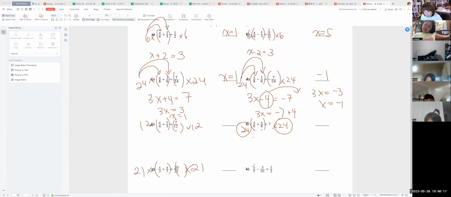Very good. Okay, number H. Luciana, can you tell me which number we're going to times both left side and right side? 10. Very good. Good job. Okay, understand everybody? So when we do those questions, we'll be much quicker.